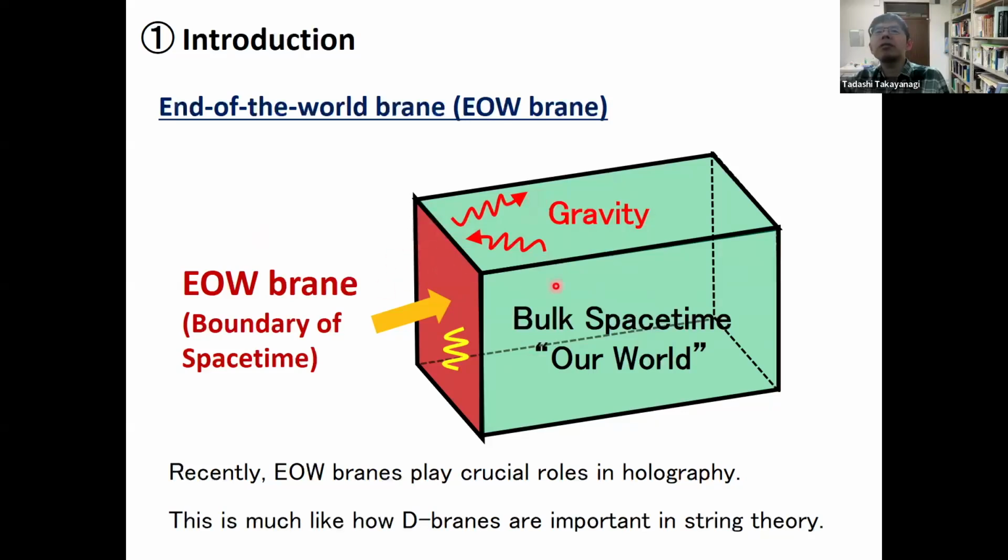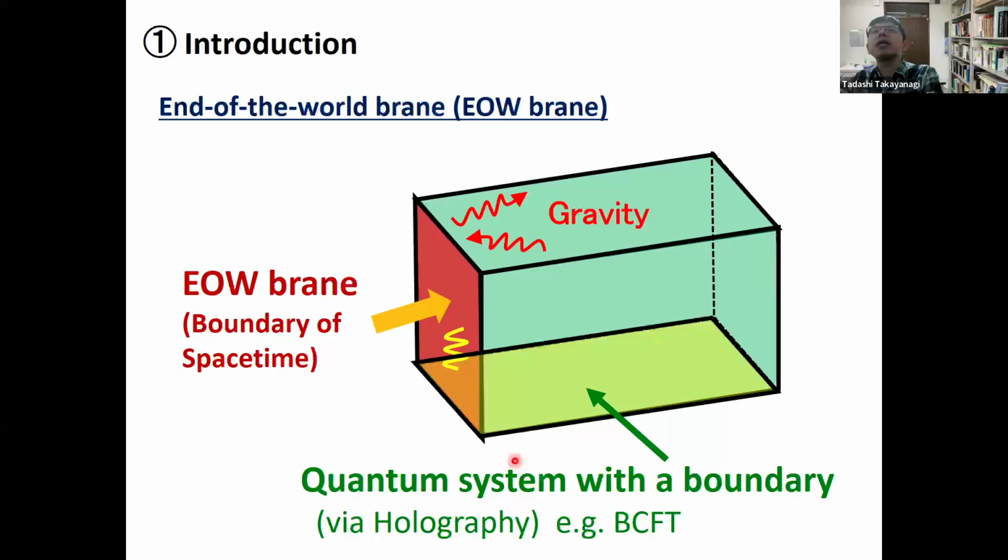So if we send a gravitational wave, it's completely reflected back. But this is also a brane, so if we send some gravitational waves, then this brane also vibrates. So there is a non-trivial degree of freedom localized on this end of the world. This end of the world brane plays crucial roles in holography these days, and if you run string theory, D-branes play a very important role. In the same way, if we think about AdS/CFT holography, the end of the world plays some important role like D-branes. It is more than just a boundary actually. That's why I would like to explain this in this talk.